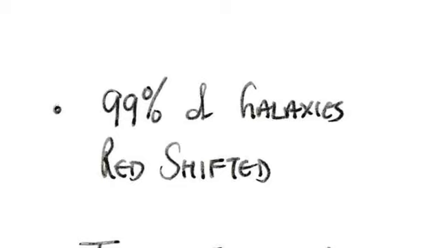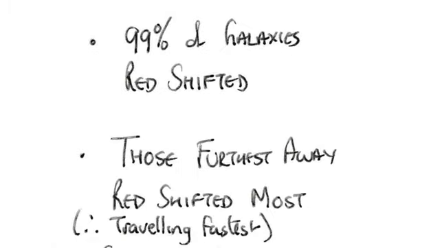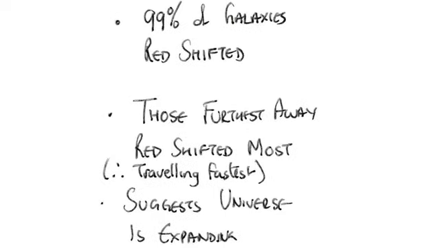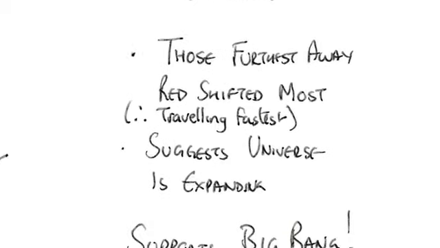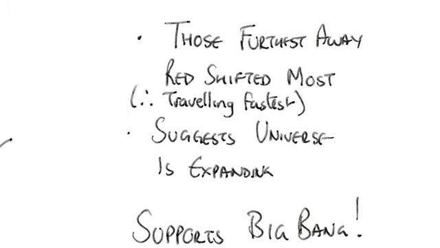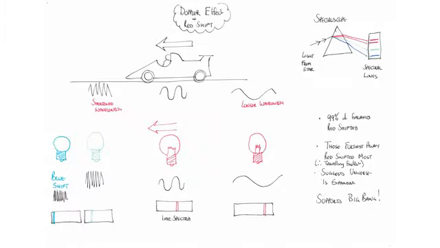Right, now when we look at all the galaxies out there in the universe, we actually find that 99% of them are red shifted. In other words, they're moving away from us. Just 1% are coming towards us, but 99% are moving away from us. We can also see that those that are furthest away from us are travelling the fastest away from us because they've got the biggest red shift. And this suggests that the universe is expanding. In fact, scientists say the universe is expanding. And this supports the theory of the Big Bang. Okay, there's a whole video on the Big Bang in a second, but there's Doppler effect and redshift.